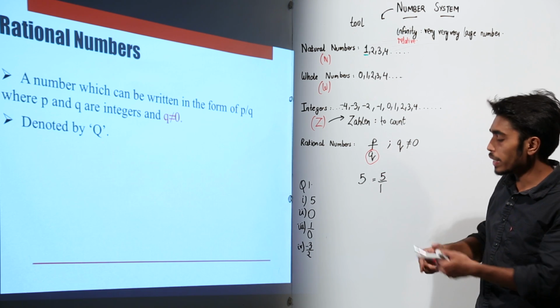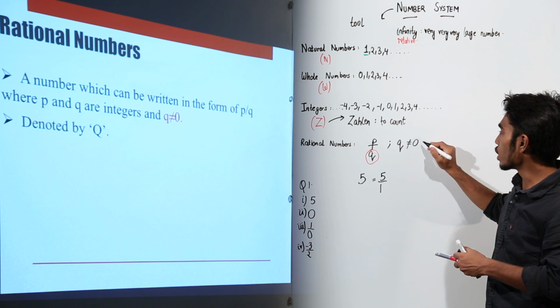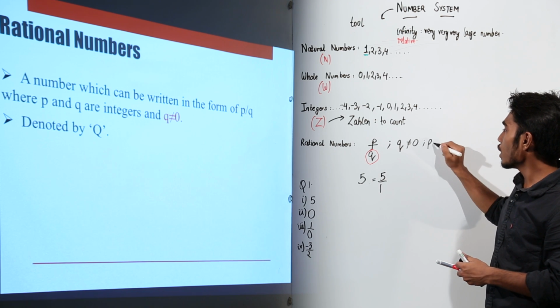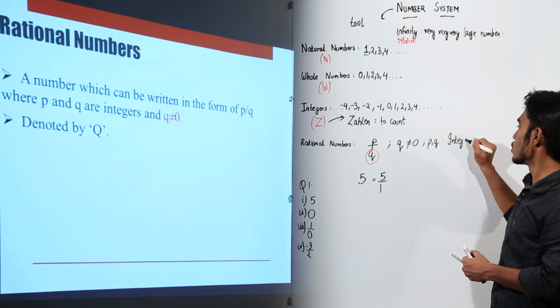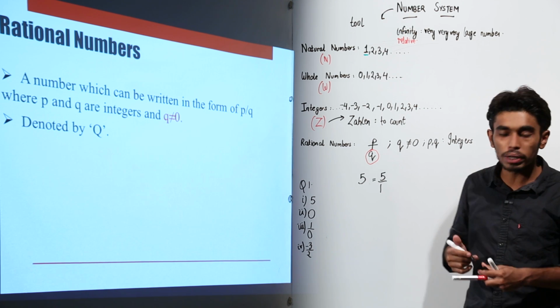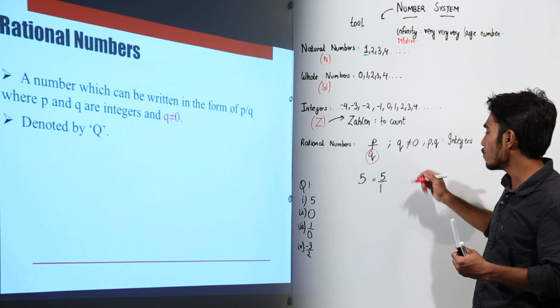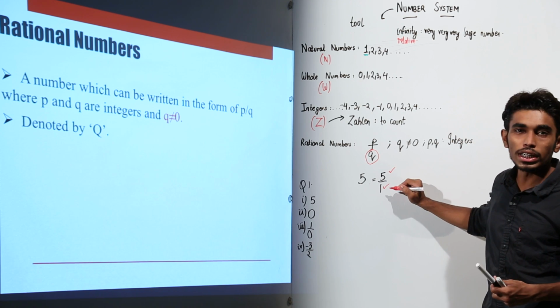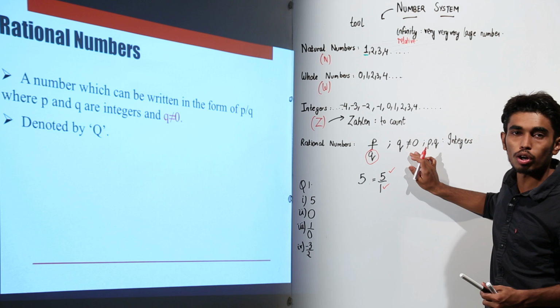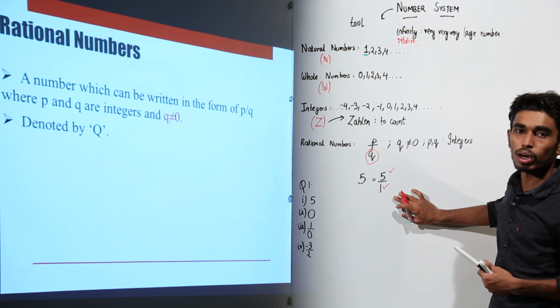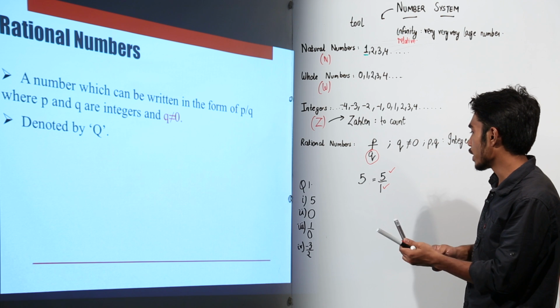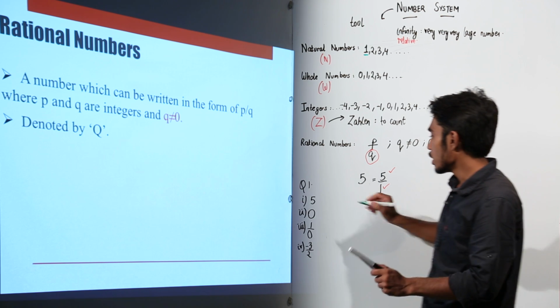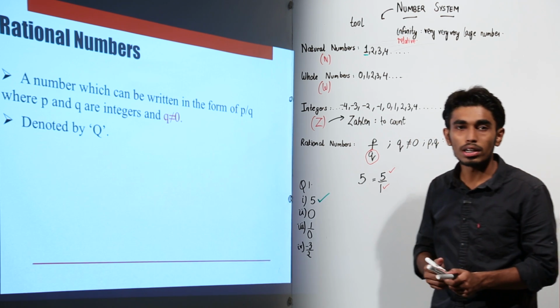Both P and Q should be integers. There is one more condition here, P comma Q, they are integers. Both P and Q should be integers. So I can see that 5 and 1 both are integers, right? And the denominator should not be equal to 0. As we can see that 1 is not 0, so this is a rational number. I can put a tick here. This whole 5 is a rational number.